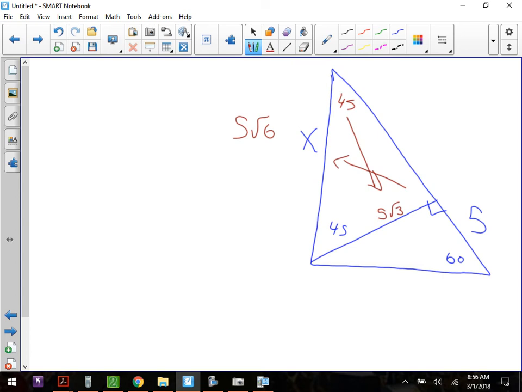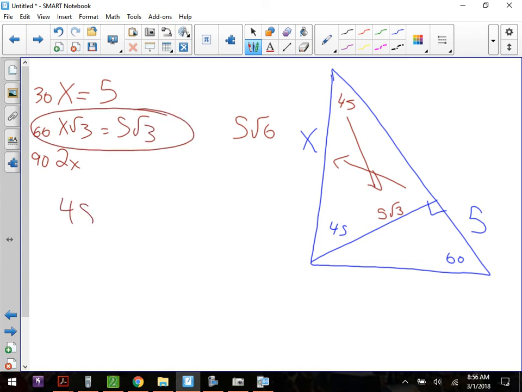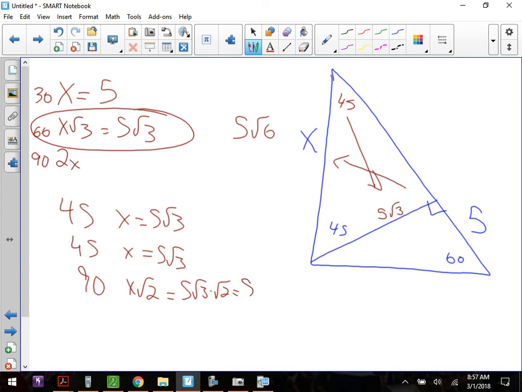Walking through the ratios. Remember, you start with 30, 60, 90. This one is 5, so this one would be 5 root 3. I take this value into the next triangle. I know it's equal to 5 root 3. So you get 5 root 3 times root 2, which is 5 root 6. It's just a matter of bouncing it through everything else.